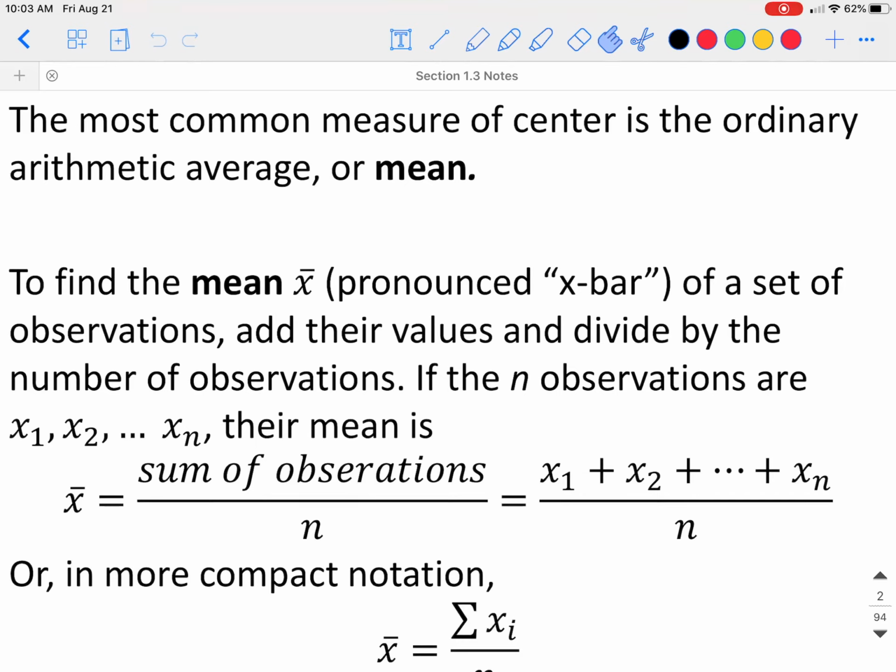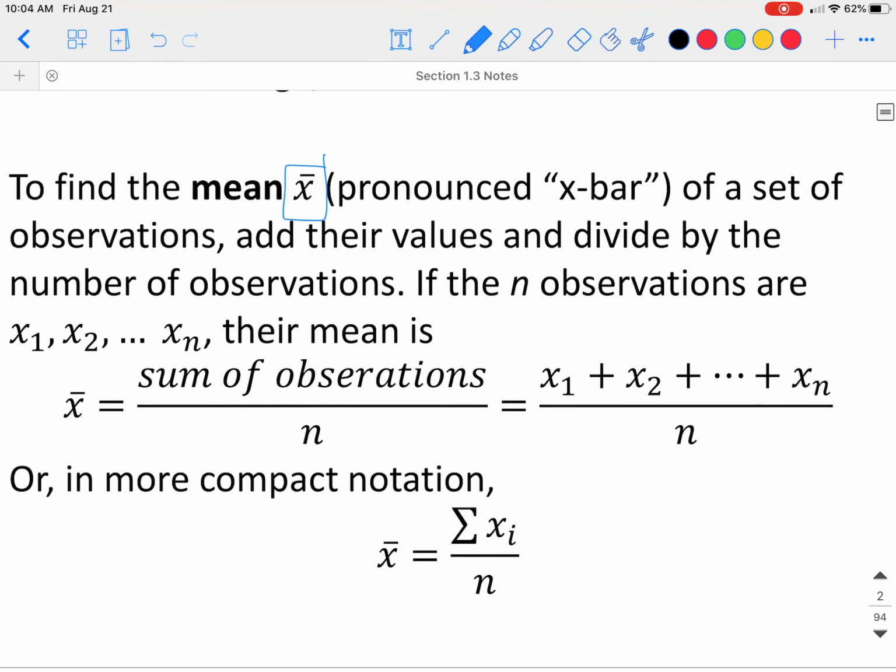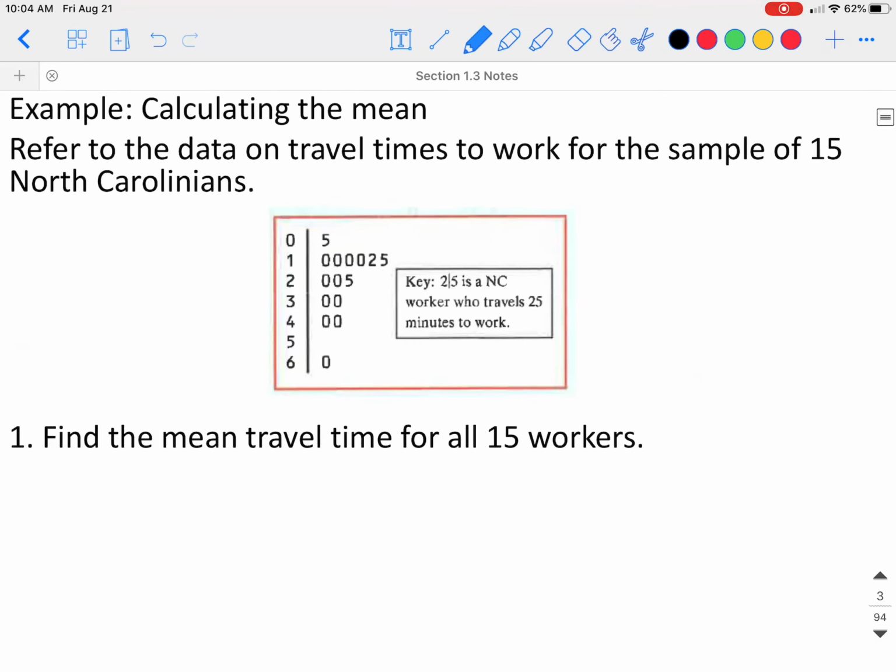To find the mean, which in statistics class we're going to call x bar, it is this x with the little line over top of it, we call x bar. So the mean of a set of observations, add their values and divide by the number of observations. If the n observations are x1, x2, and so on, then we would add those all together and divide by n. We can also write x bar as the sum of your x sub i's divided by n.